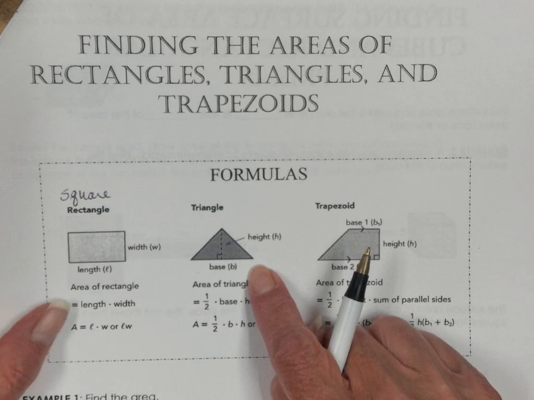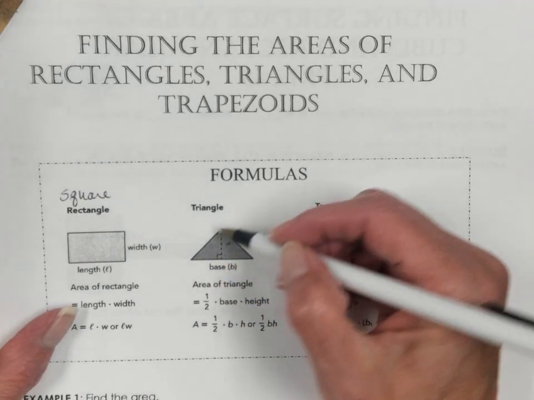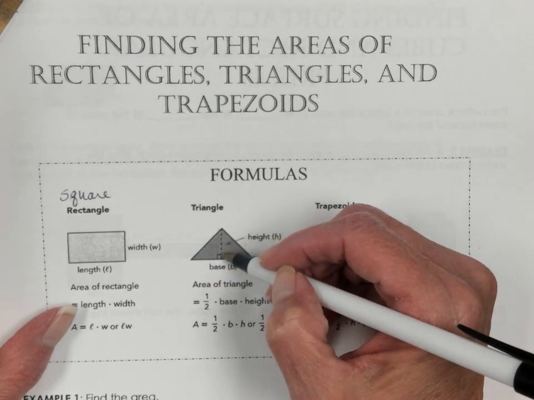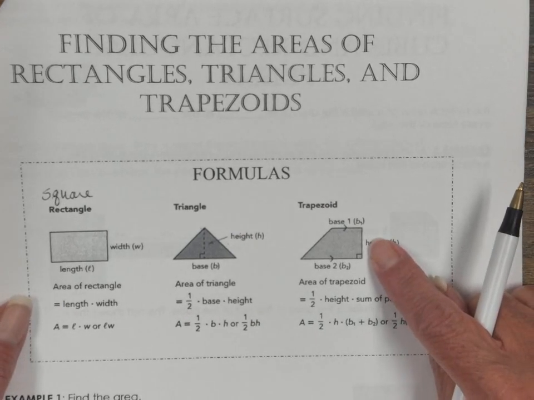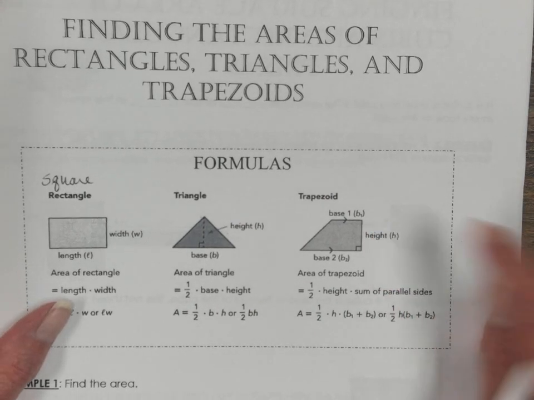For a triangle, we have our base, we have our height, which makes a right angle with the base. We multiply those together and divide by 2 or multiply by 1/2. What might be new to you is the trapezoid area.